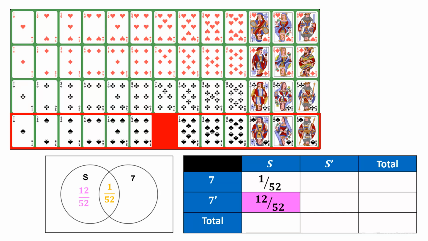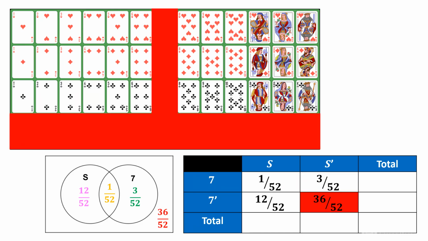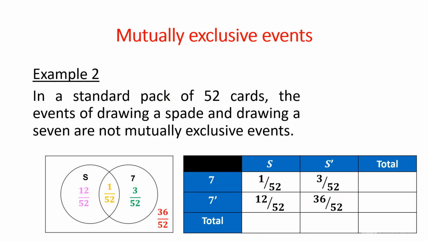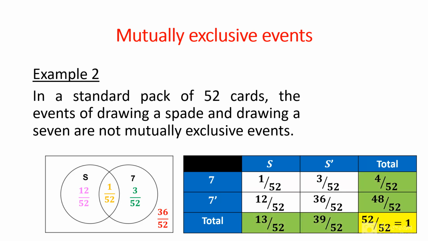Now this part of our Venn diagram is getting a spade, which is not a 7. And there are 12 other cards we could pick, so 12 out of 52. This section is getting a 7 but not a spade, so there are 3 other 7s we could pick, 3 out of 52. And this is the section where it's not a 7 and not a spade, and you could count them up. There are 36 out of 52 cards left. Right, well, let's check our total. Our columns and rows all add up to 1. Remember, 52 out of 52 adds up to 1 whole, which is what we need.